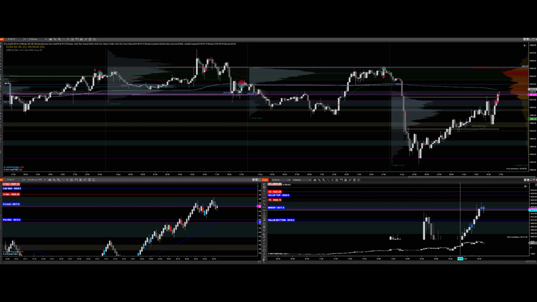Where are you seeing that VWAP? What time frame are you seeing that on? The VWAP, the 6023. That's the weekly VWAP. Weekly. Okay.